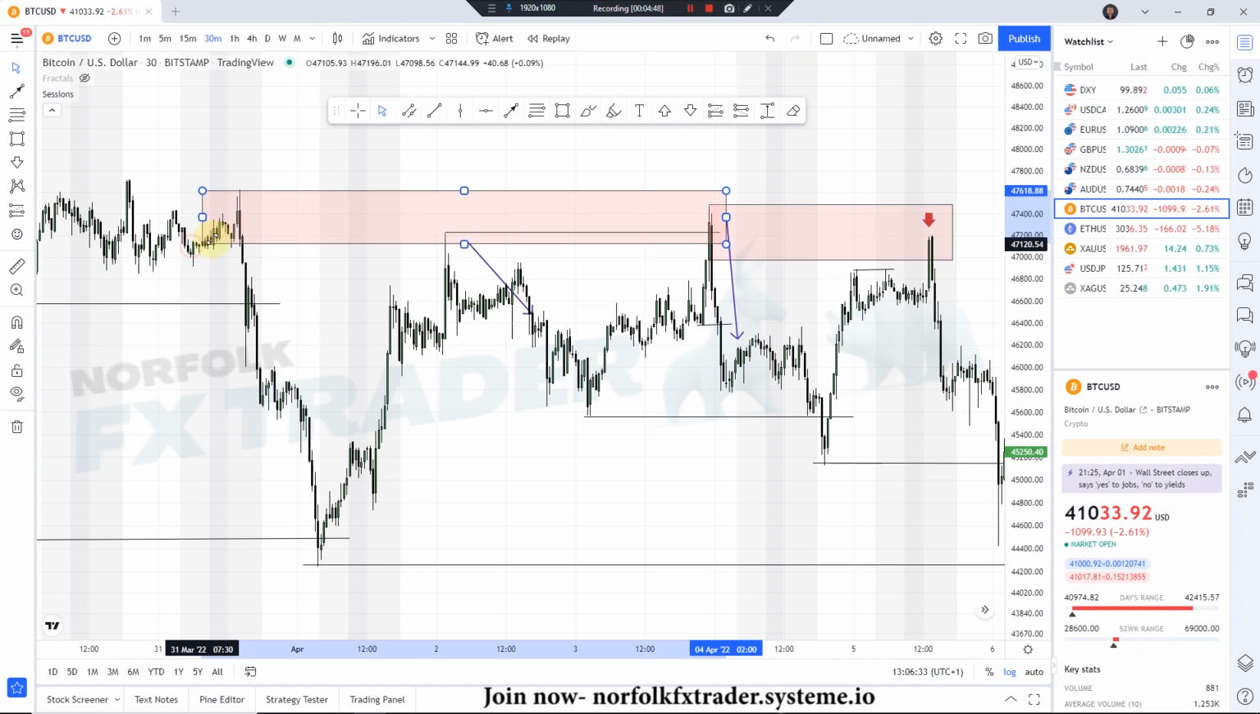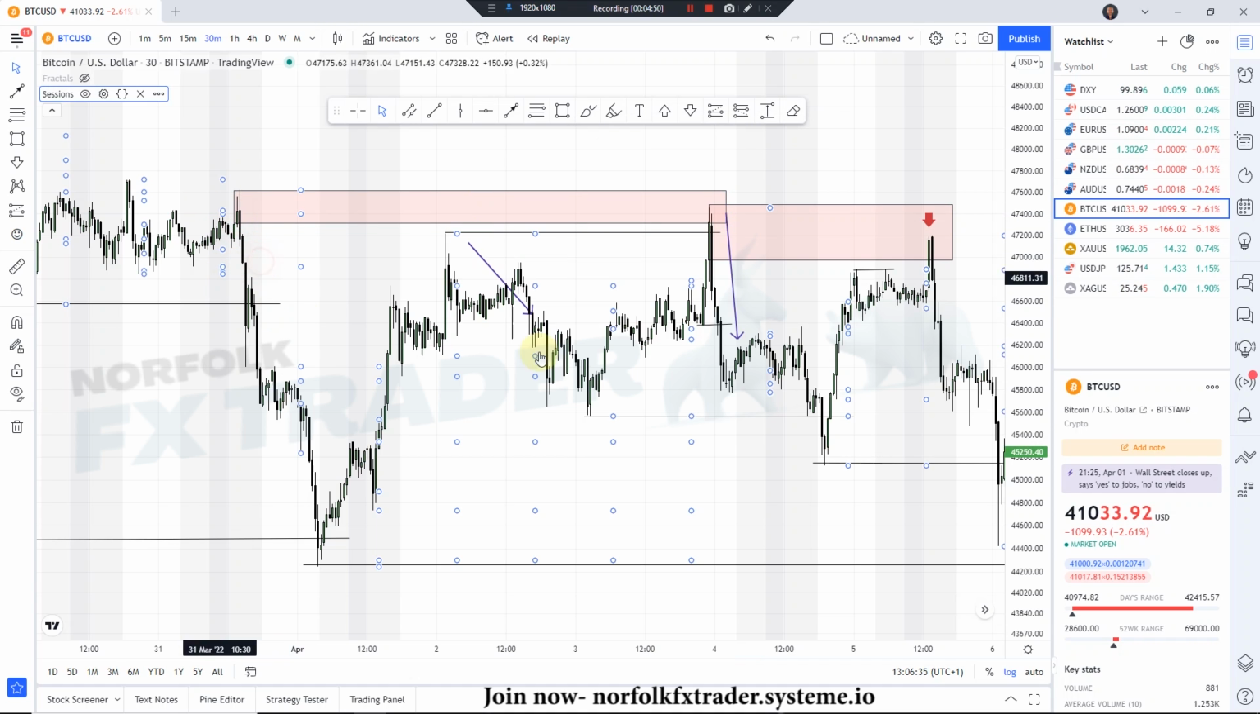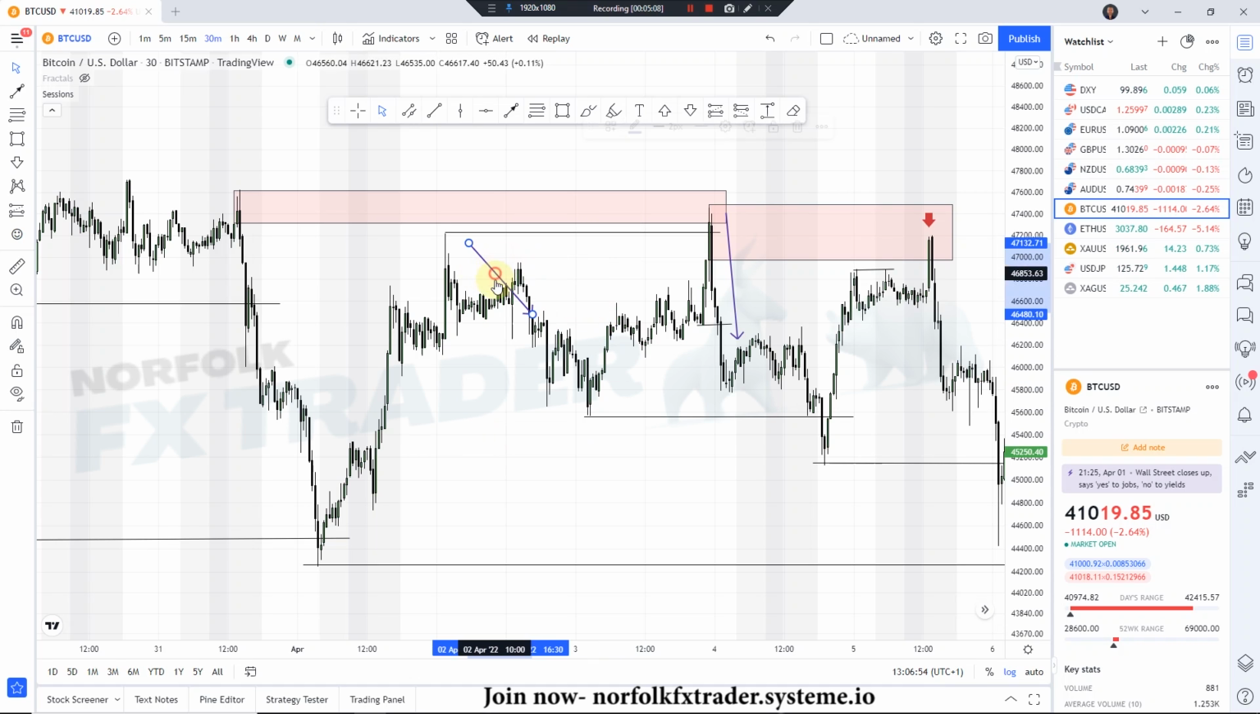And if we refine this area of supply, you can see that this was a good zone of supply to take a sell from. So once you understand these movements in the market, where you're looking for a trade, it's going to help you with not just your risk to reward, but your emotions and not taking the wrong entries.